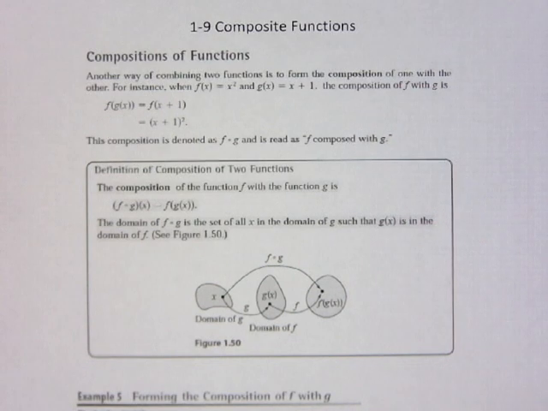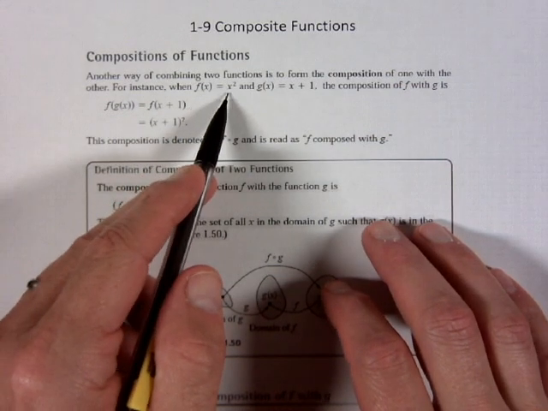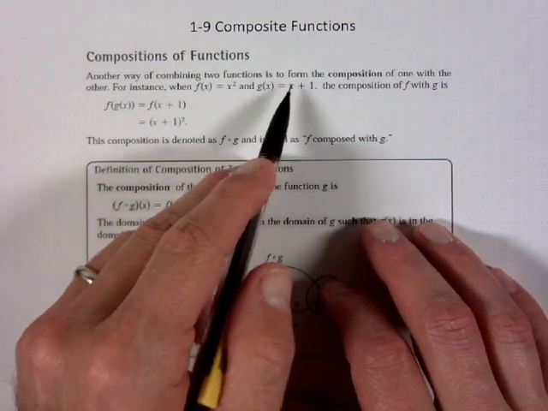Okay, in this section 1-9, we're going to be looking at composite functions. You can think of that as a way of combining two functions together to form the composition of one with another. For example, let's say f of x is defined to be x squared and g of x is defined to be x plus 1.